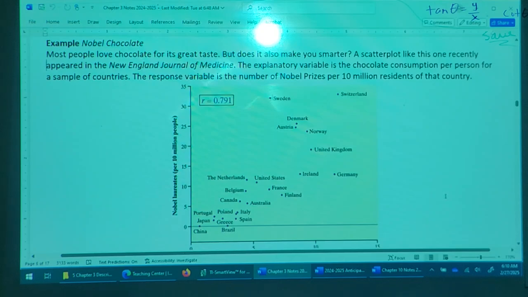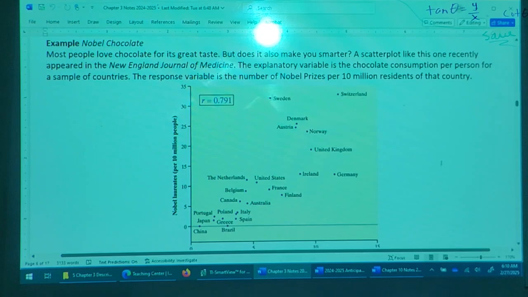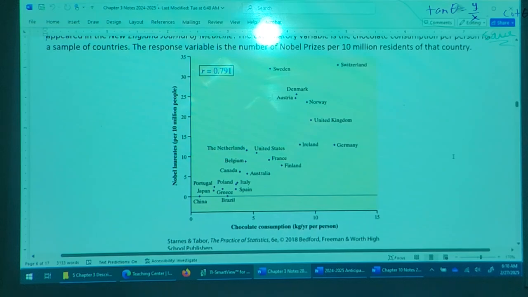All right, take a look at this next data set. So this is talking about Nobel chocolate. So most people love chocolate for its great taste, but does it also make you smarter? Scatter plot like this one recently appeared in the New England Journal of Medicine. The explanatory variable is the chocolate consumption per person for a sample of countries. Response variable is the number of Nobel Prizes per 10 million residents of that country.